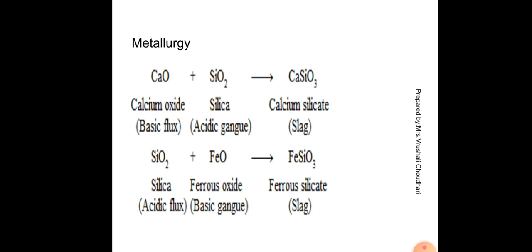See, examples are given here. Calcium oxide is the flux added when silica, acidic impurities, are present. The reaction is calcium oxide reacting with the impurity to form calcium silicate, that is the slag, the unwanted impurities. But if iron oxide, that is, basic impurities, are present, we add silica as an acidic flux. It is going to convert into ferrous silicate, that is the slag.